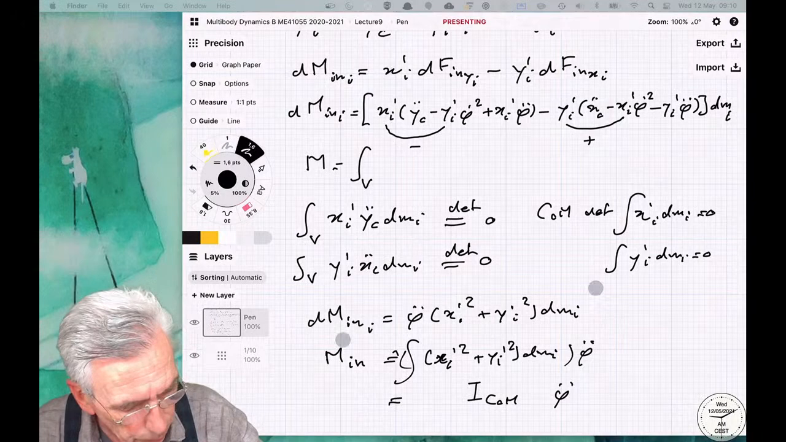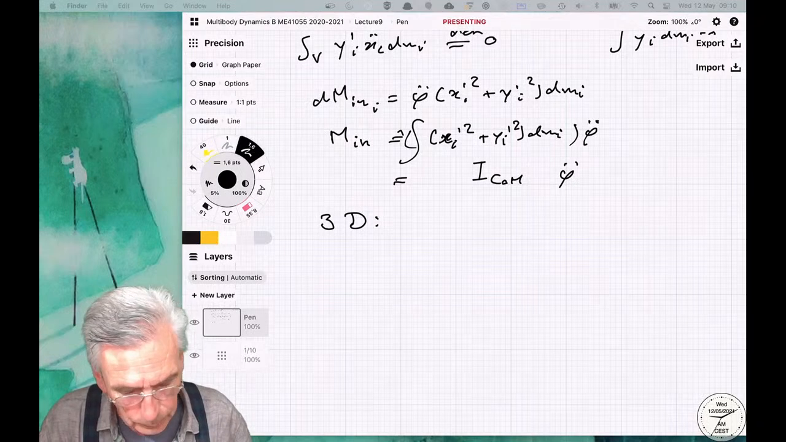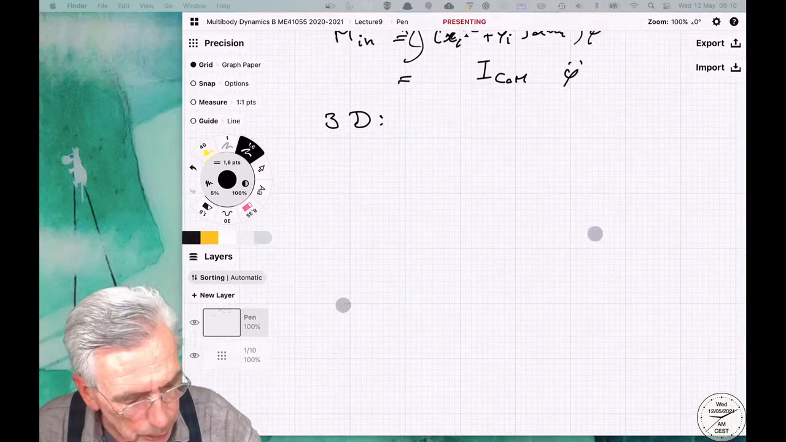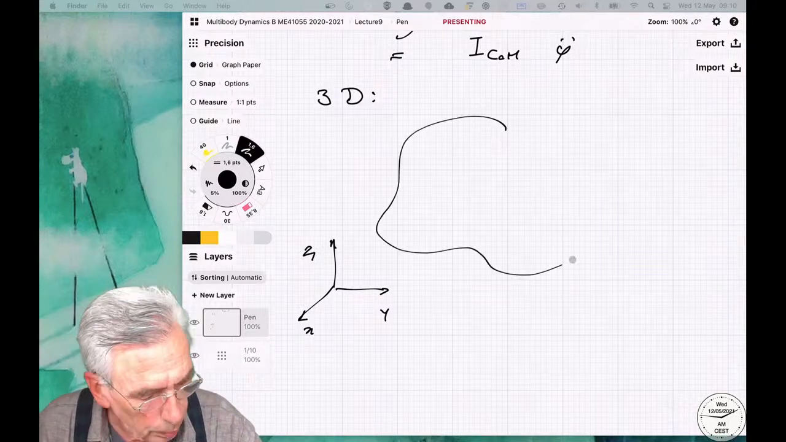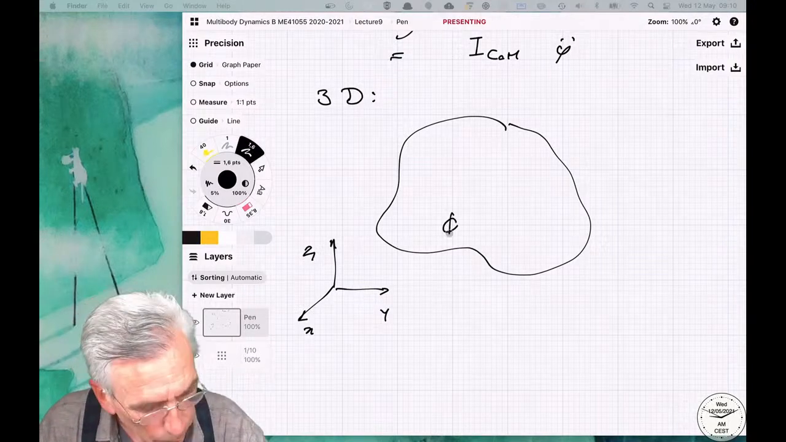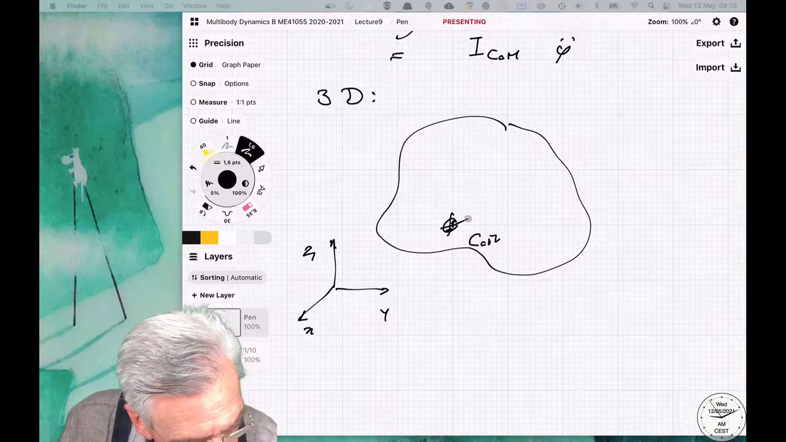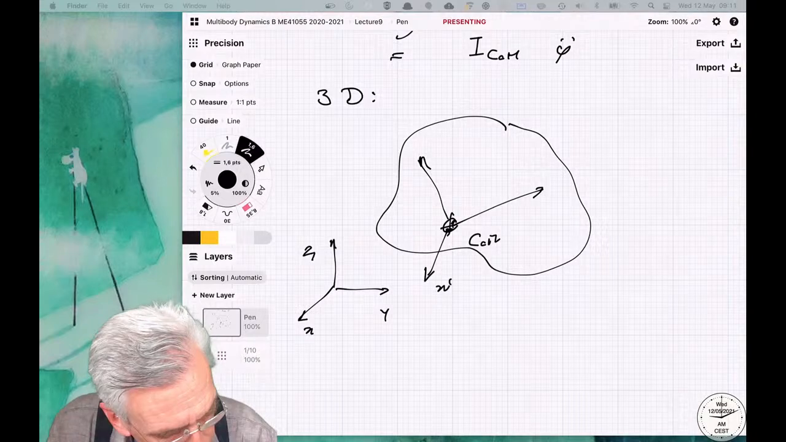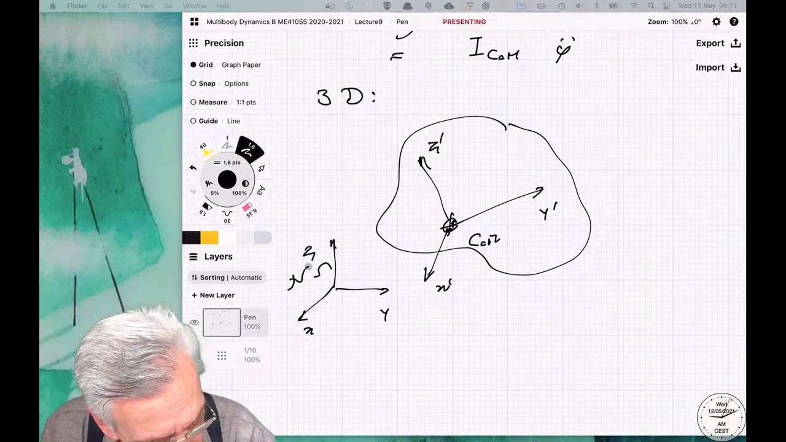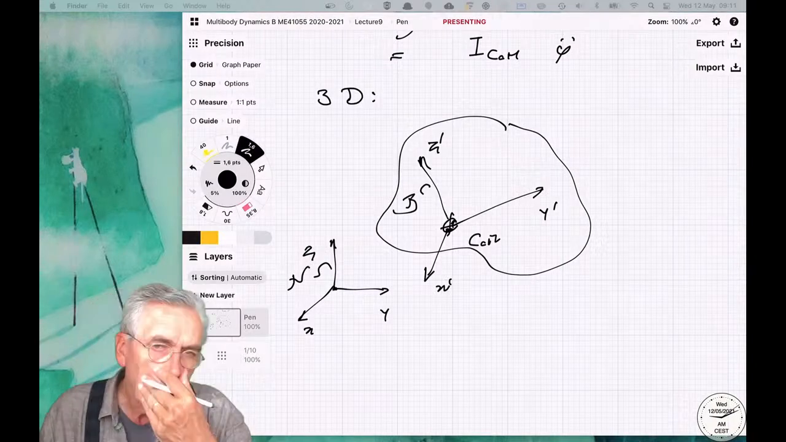Now let's go to the three-dimensional world. How does that go? Well, in the three-dimensional world it's a bit more tricky, of course. We now suddenly have three axes, x, y and z. We have some rigid body with some extension. We have a center of mass here, COM. And then on the body we have some body fixed frame, x prime, y prime, z prime. This is the inertial frame, and some body fixed frame.